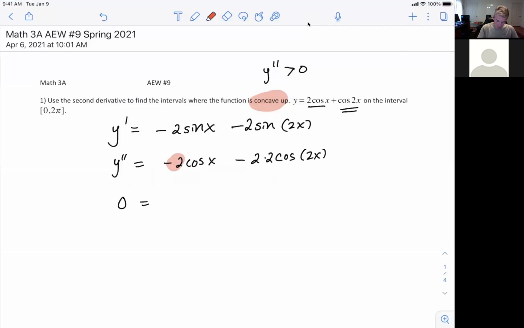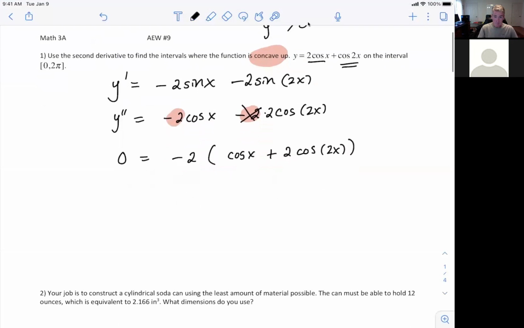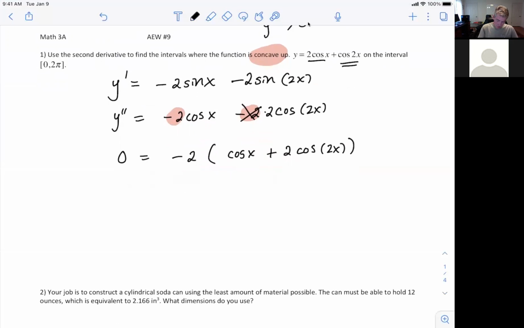On the right side, there's a negative 2 right here and a negative 2 right there, so I could factor that out. And then it would leave cosine of x. And since I factored this negative 2 out, it's going to leave behind positive 2 cosine of 2x. So of course, negative 2 never equals 0, but this could equal 0. So when does cosine of x plus 2 cosine of 2x equal 0? And by looking at the graph, we're looking for 4 solutions.